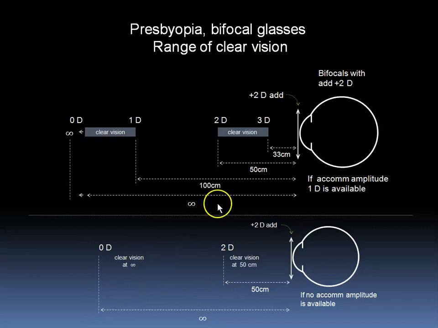In the upper diagram, we see that there is a range of clear vision from infinity to 1 meter and from 50 centimeters to 33 centimeters. But there still are areas between 1 meter and 50 centimeters from the eye which are not clear, and also every place that's closer than 33 centimeters.